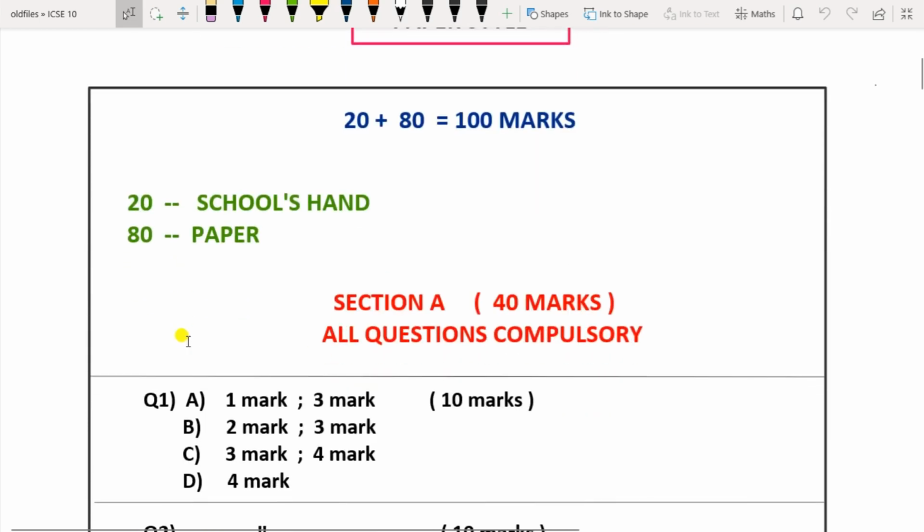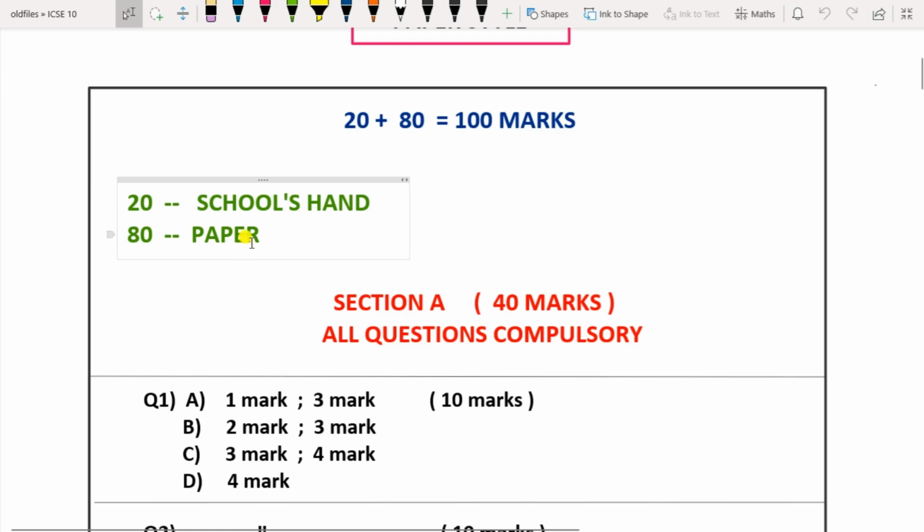So this is your paper style. 20 plus 80 is 100 marks. This 20 marks is in the school's hand and 80 marks paper that you have to solve. So this 20 marks is very easy to score. It depends on your behavior, conductivity in class, discipline and attendance, class test marks. So if you are at your best in all of this, then you can score very easily 18 to 20 marks.